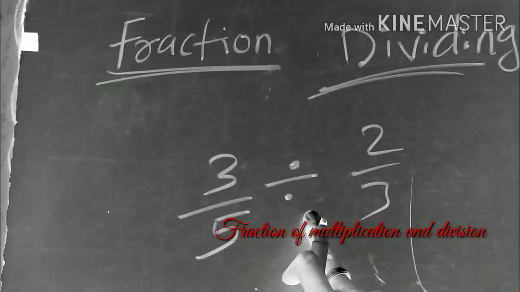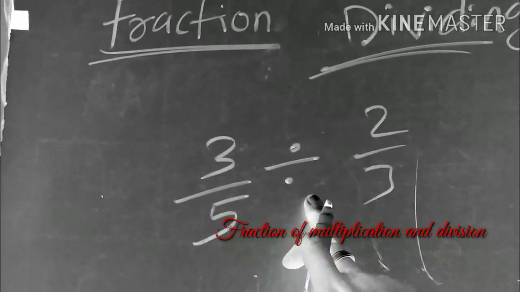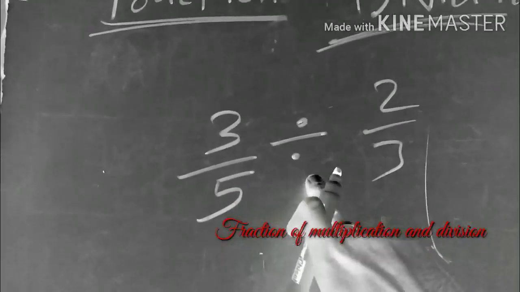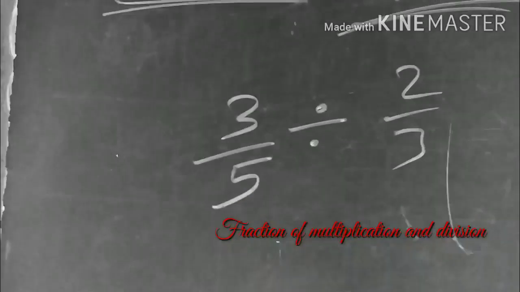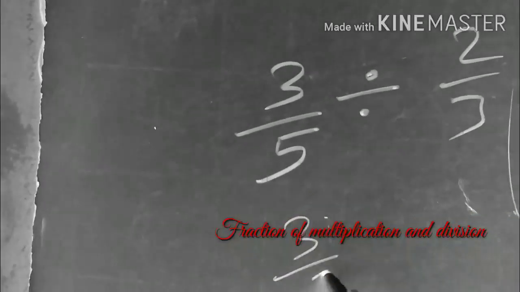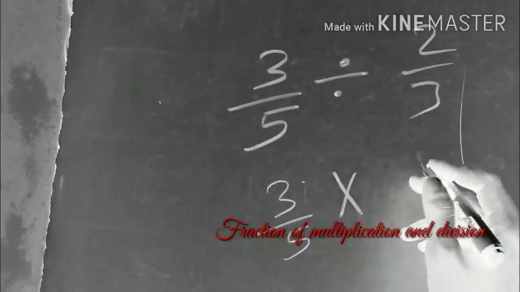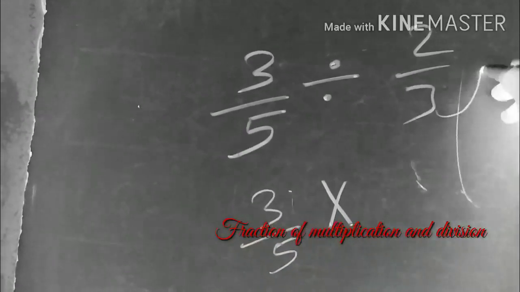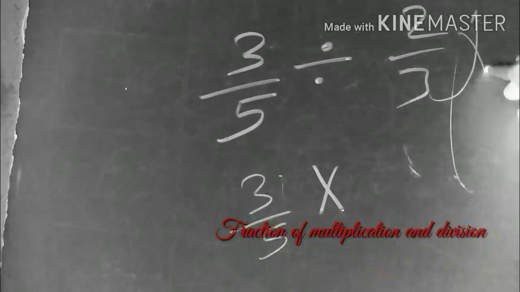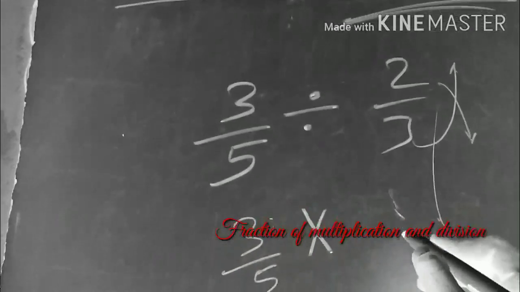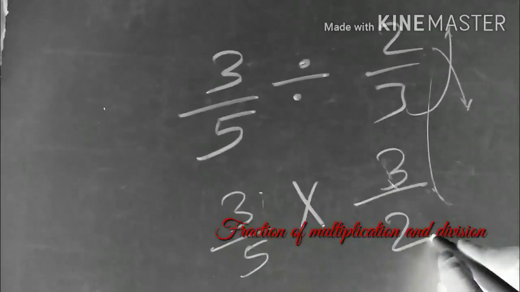In fraction division, you must remember that when the division sign is available, the division should be changed into multiplication. Like that, 3 by 5 division should be changed into multiplication. Then this denominator will go to the numerator, and this numerator comes into the denominator, so we can write 3 by 2.